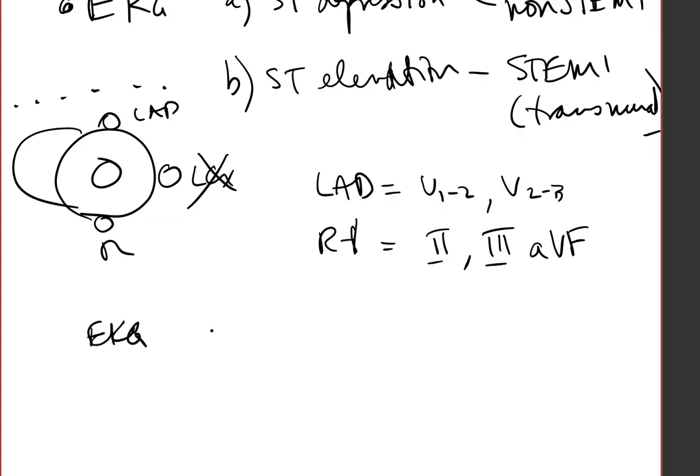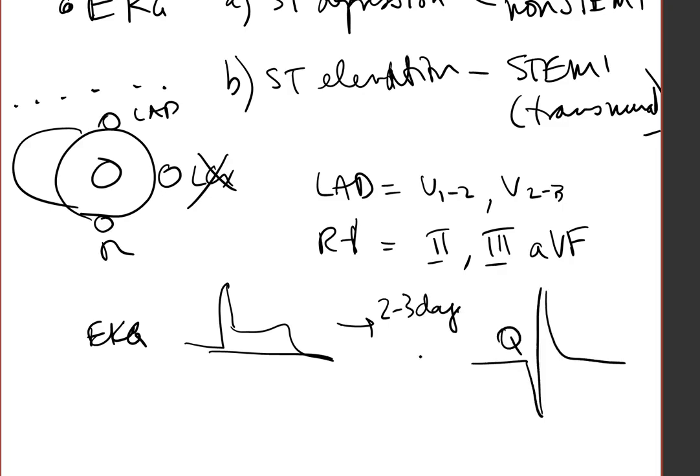We're initially going to start with ST elevation, but over 2 to 3 days, we're going to see the evolution of Q waves, which are the hallmarks of myocardial infarction. So ST elevation for ischemia, but the Q waves are the marker of evolving infarct.